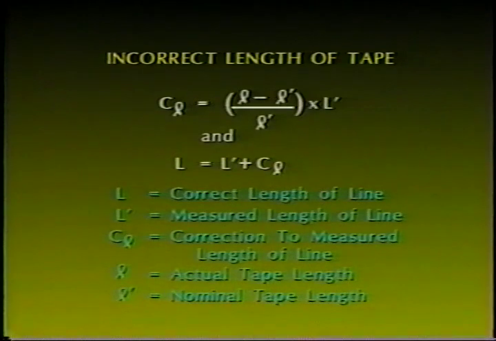If the actual length of the tape is known and is different than the nominal length, the correction can be determined and applied from the formulas shown, where the correction to be applied, noted here as C sub L, is equal to the actual tape length minus the nominal tape length divided by the nominal tape length times the measured length of line. This correction is then added to the measured length of line to arrive at the actual length of the line. Make sure you note the algebraic sign of the correction so it is applied correctly to the measured distance.